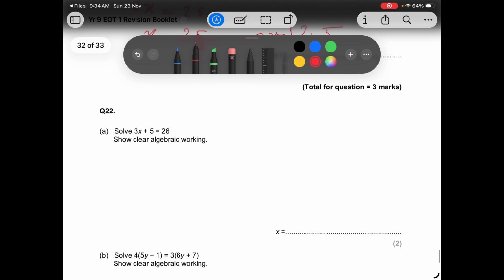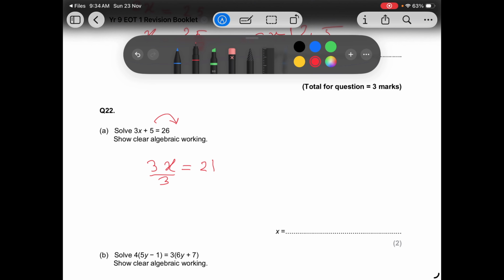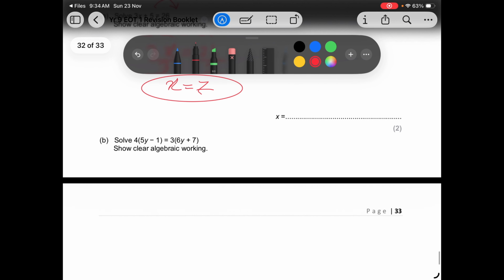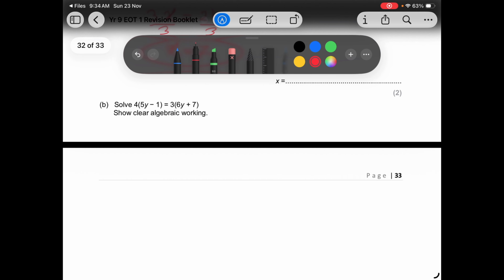Here, guys, I have this: solve 3x plus 5 equals 36. Just move this 36 to the other side, and it will be 3x equals 21, divide by 3 for both sides, then x will be 7, okay?